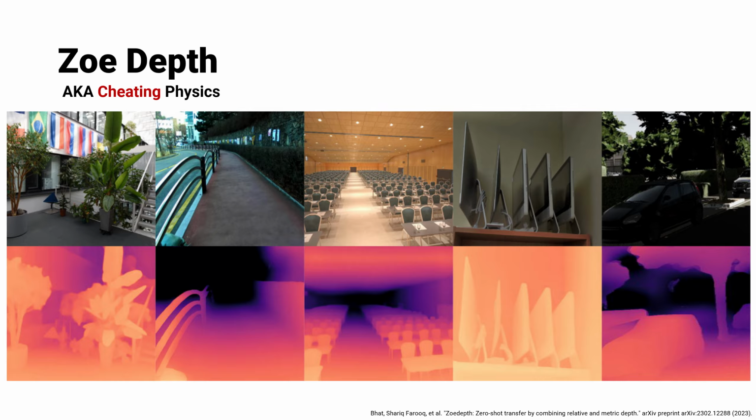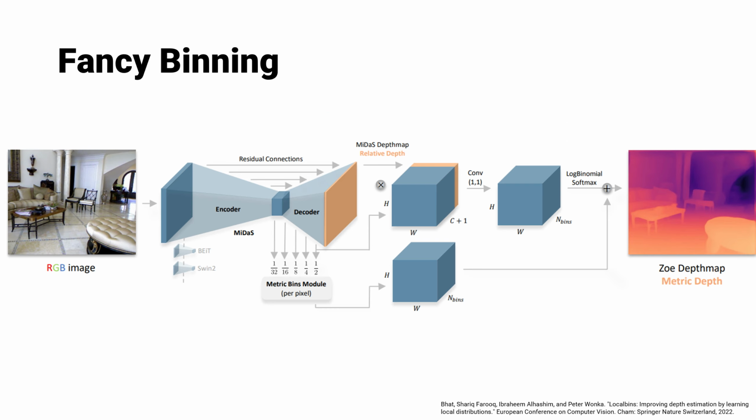So what ZoeDepth gives us is zero-shot metric depth. This is in collaboration of Intel with KAUST, and it's a beautiful paper. I would highly urge you to read it. So the idea is that you have the same RGB image from before, and you have an encoder and a decoder block, and the decoder block produces what we call the metric bins module, and you feed this predicted relative depth map into a bunch more convolution layers, which essentially gives you the right metric depth, right? And ZoeDepth predicts the metric depth.